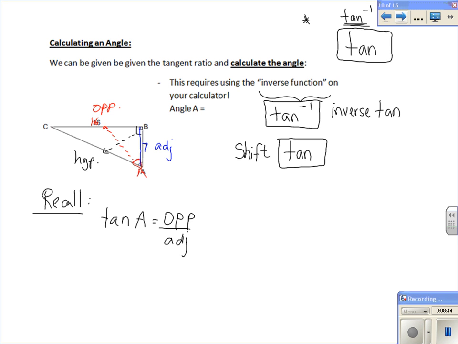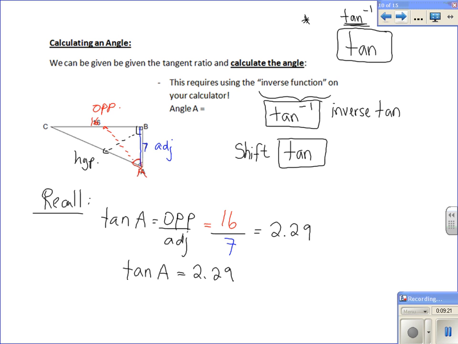Great. Okay, so let's put those values in. So the opposite is 16 and the adjacent is 7. Okay, so 16 divided by 7 is equal to 2.29. So here's what I have. The tan of A is equal to 2.29. Okay, I'm interested in finding out what is angle A. In order to do that, I'm going to take the inverse tan of 2.29.